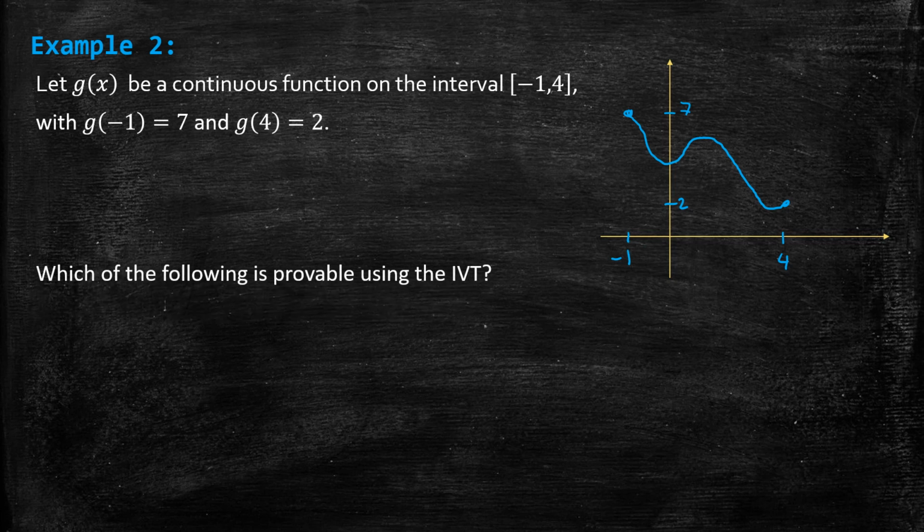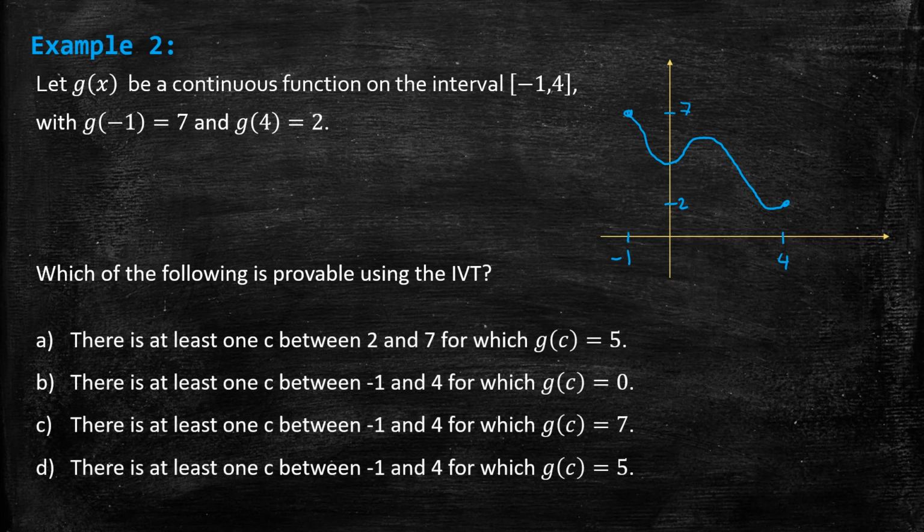So let's have a look. Which of the following statements is provable using the IVT? This problem is designed to root out misconceptions that are easily made and make sure we know when exactly the IVT can be applied. So let's see, I'll use a different color here. Let's take the first one, A. There is at least one C between 2 and 7 for which g of C equals 5.